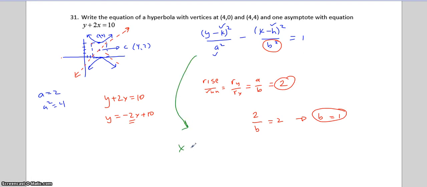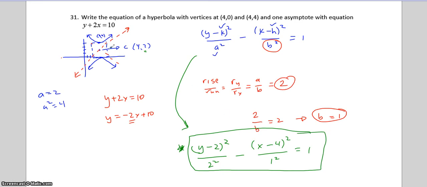We have y minus, now make sure you use the y coordinate here, k. So y minus 2 squared all over 2 squared, which is a squared. X minus 4 squared, that's the other coordinate of the center, the 4. And b squared, we've just solved for b, is 1 squared equals 1.